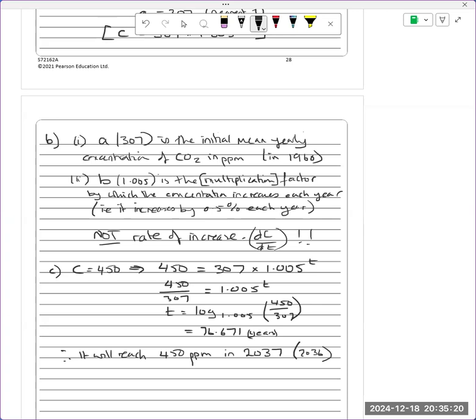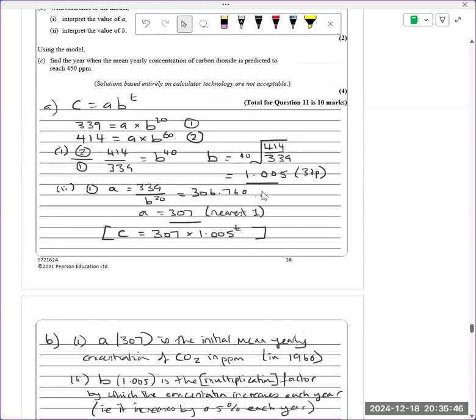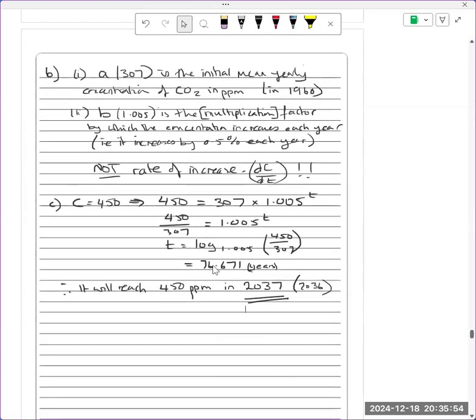I guess the idea was to take your answer here and round up, but they actually also allowed that. The only other thing I was going to say about that is that this answer here is very, very sensitive to this 1.005. If you hadn't rounded this to 3 dp, or you'd used more dp, it will change this answer quite dramatically. Okay, it's very sensitive to a slightly different base.